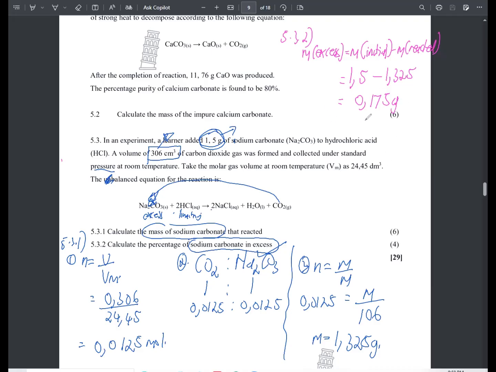But we must then express this mass as a percentage. So the percentage is this relative to the initial amount. So this would be 0.175 over the 1.5, and then multiply by 100. Let's find out what percentage that mass is of the total available mass. And then we find that we only had 11.67% in excess. That's all you do. So very nice question. 29 marks. Crazy.